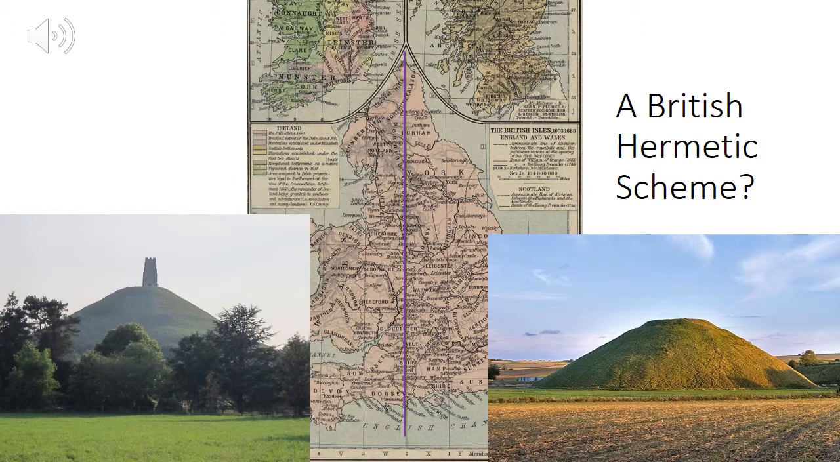So you can probably guess what we're going to do next. We're going to take that basic Hermetic scheme with the planets and their distances from the Sun, and we're going to apply that more locally in Britain. The images we've got up here, we've got that purple line there, by the way, that's the central meridian. That's halfway between the most easterly and westerly points in England, and we've got Silbury Hill and Glastonbury Tor, and the significance of those shall become apparent in a moment.